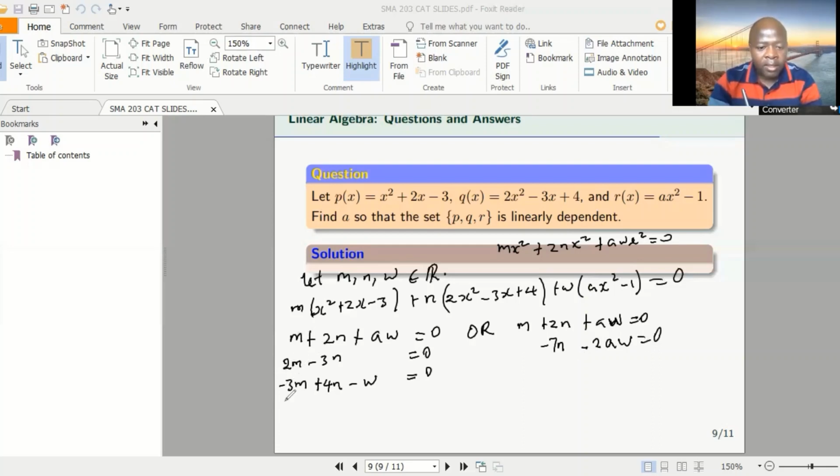Now, we want 0 here. That means I will multiply equation 1 by 3 and add the equation 3. So this by 3 is 3m plus this, I have a 0. This by 3, I have 6n. Added to this, you have 10n. This by 3, I have 3aw. Add to this, 3aw added to w.